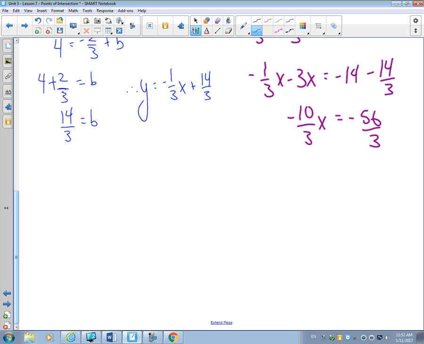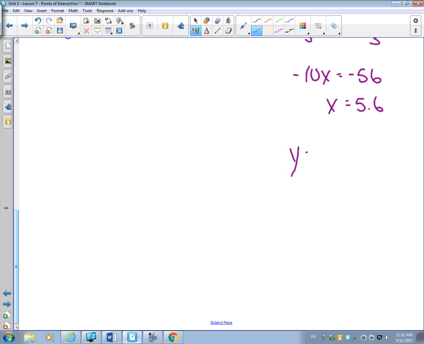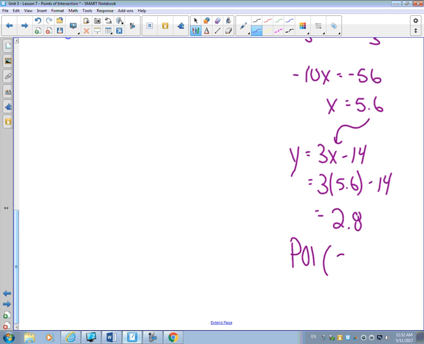Okay. This is the same thing as saying that, in other words, x is 5.6. Once we get x, we need to go back and find y. And we know y is 3x - 14. That's the nicer of the two equations, right? So we can fill that in, and you should get a y value of 2.8. Okay, so our POI is (5.6, 2.8).